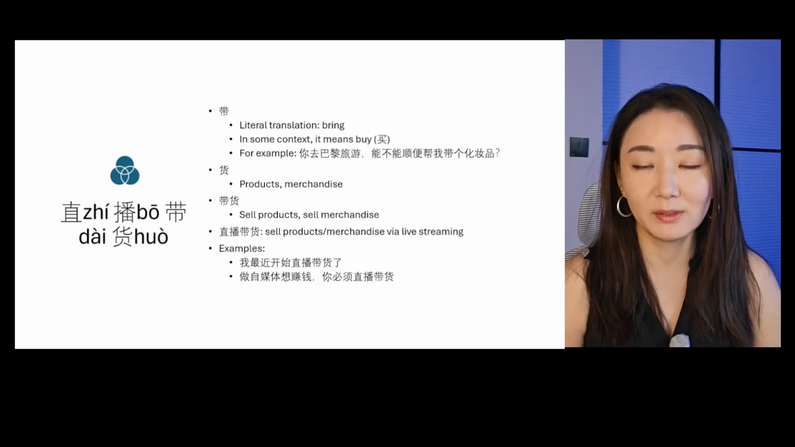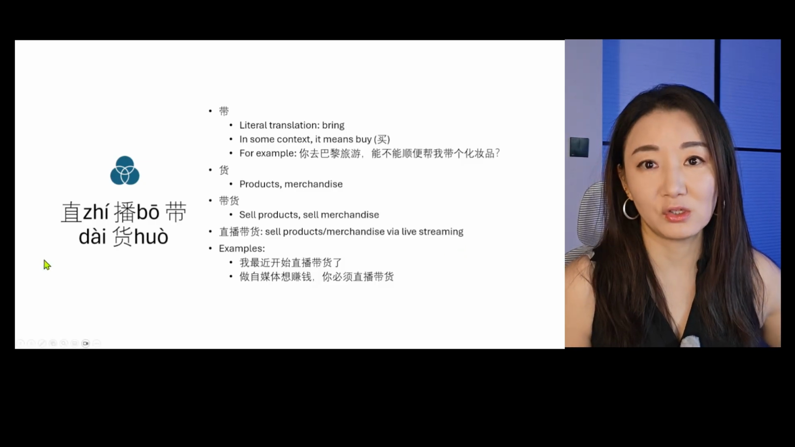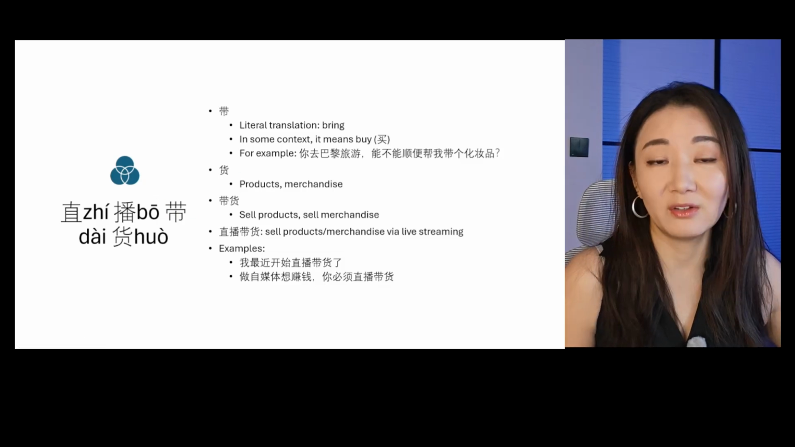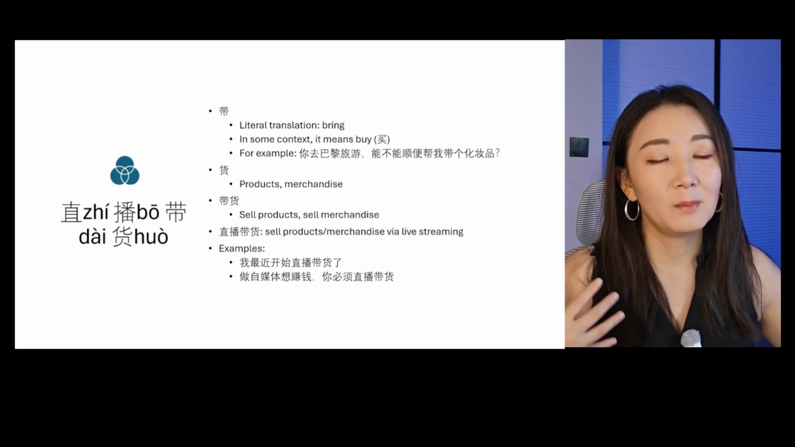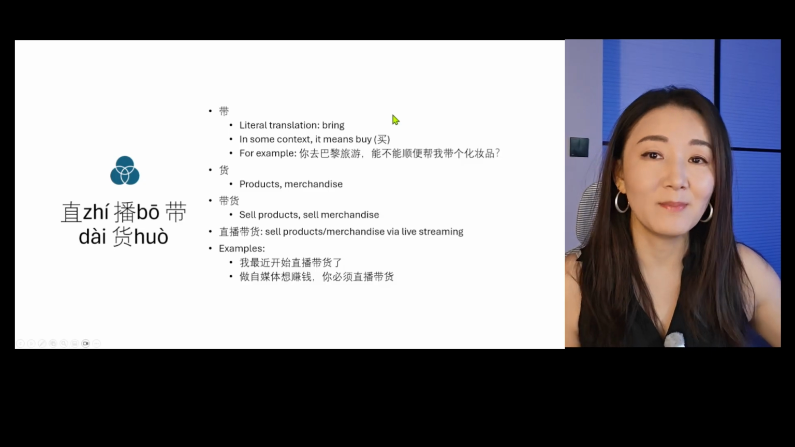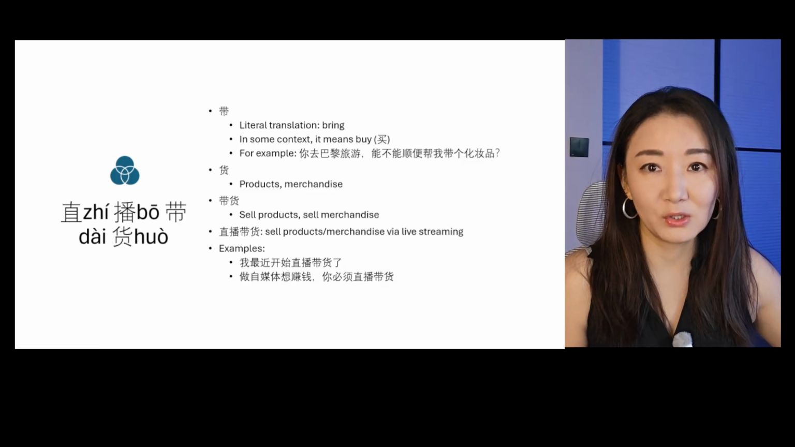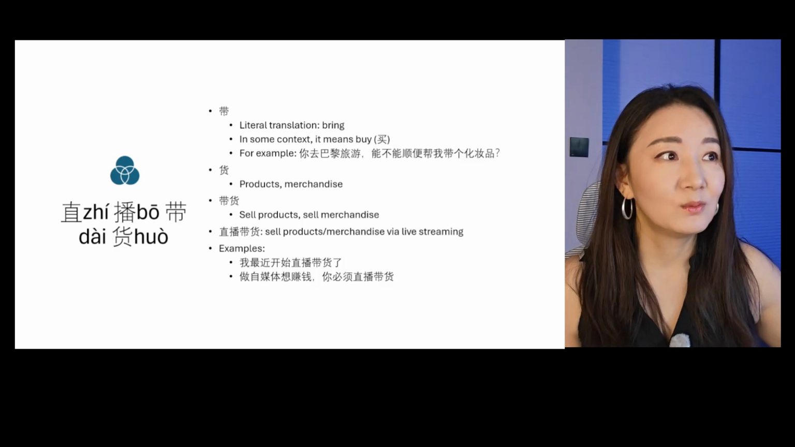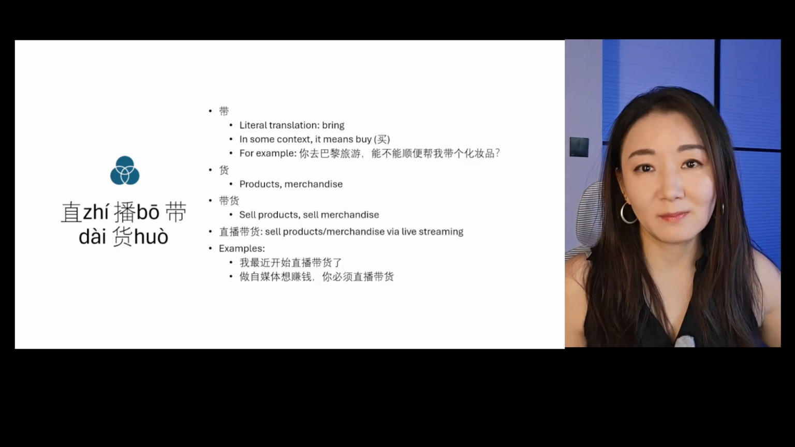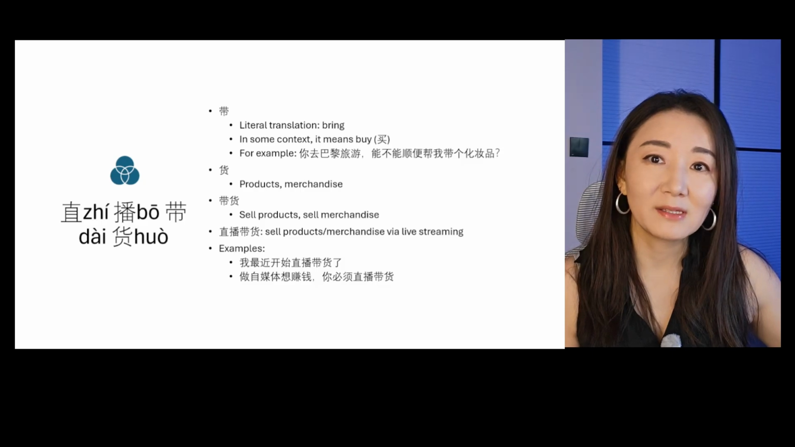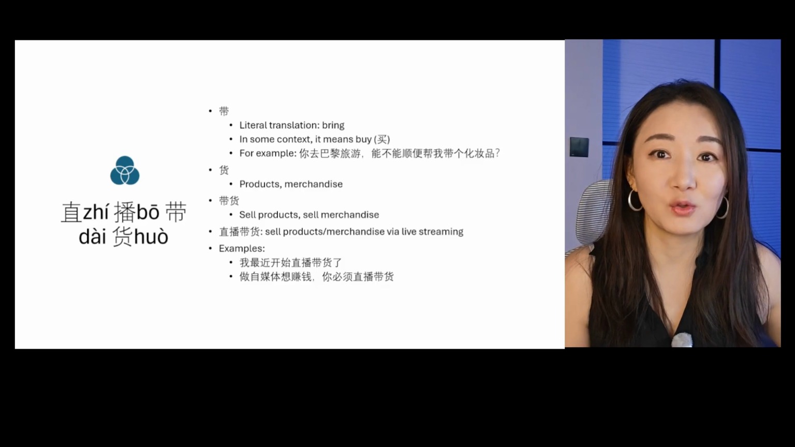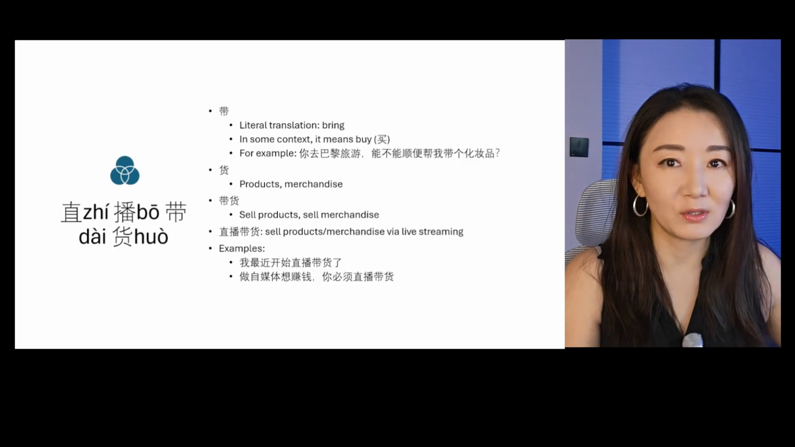Next one is 直播带货 We've already learned what 直播 means. Let's learn 带货 now. 带 the literal translation is bring, but in some contexts it can mean 买 it can mean buy or purchase. For example, 你去巴黎旅游能不能顺便帮我带个化妆品 Since you're visiting Paris, can you just buy some cosmetics on your way back? So 带 here is a casual way of saying 买 purchase or buy.